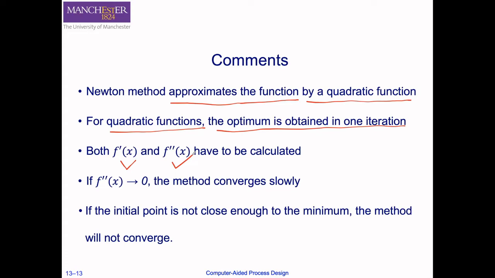If the second derivative is close to 0, then Newton's method will converge very slowly. If at some point the second derivative is equal to 0, then Newton's method will fail, because we cannot use that formula to find the point for the next iteration. And also, in Newton's method, we need to provide an initial point. If the initial point is not close enough to the minimum, then Newton's method will not converge.